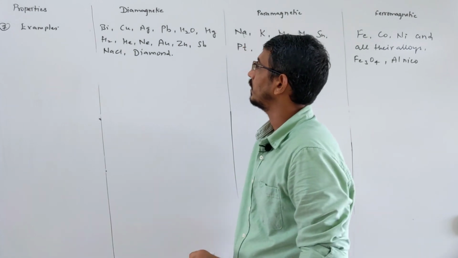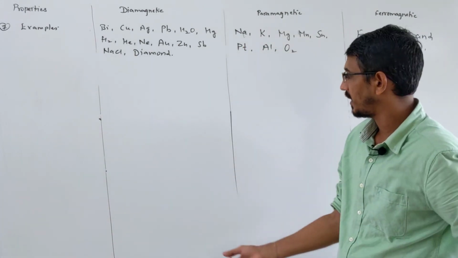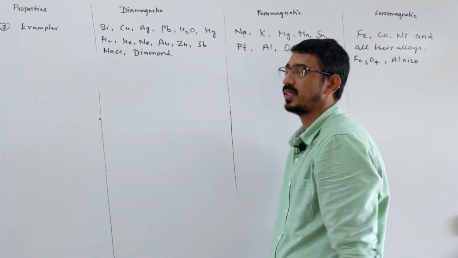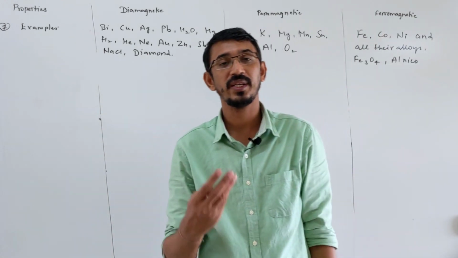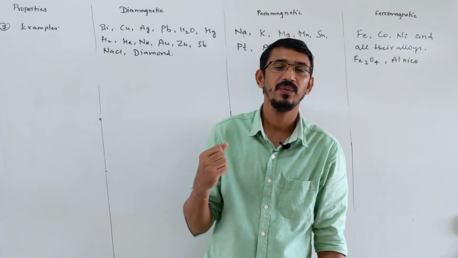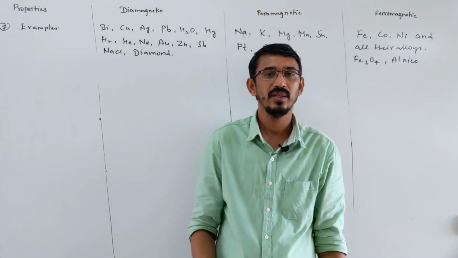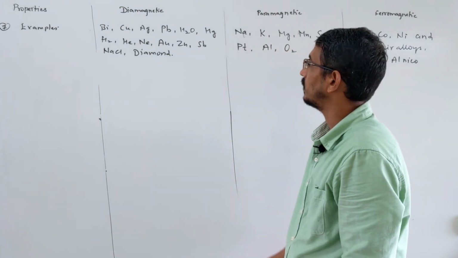So I discussed 6 properties, this is the 7th. Actually it's not just a 7th property, I'm writing the examples, because it's very important. 3 times they have asked a question about this topic, where they talk about the examples. You have to identify who is para, who is dia, and who is ferromagnet. So these are the examples.